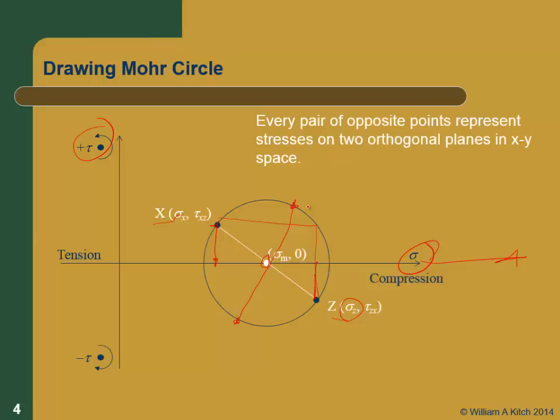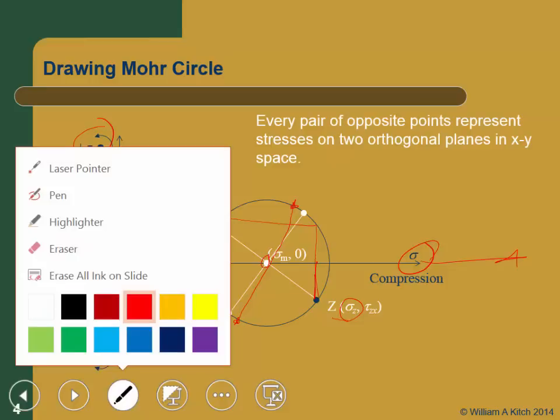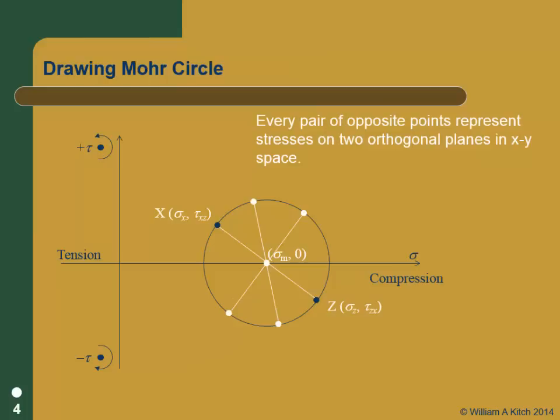Okay? Whoops, look at that. I didn't want it. It was almost there. That was pretty cool. So there's one. There's another one. There's 3 different orientations of my elemental cube with 3 different values. Notice that every one of these has different values of sigma and different values of tau, but it's all one state of stress. They're all in the same circle.